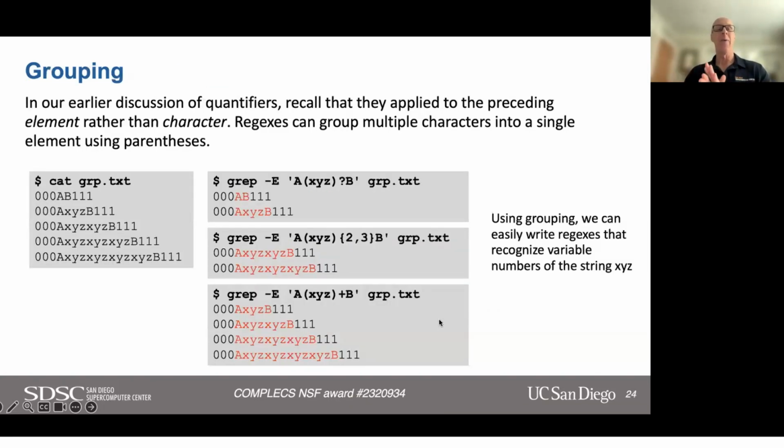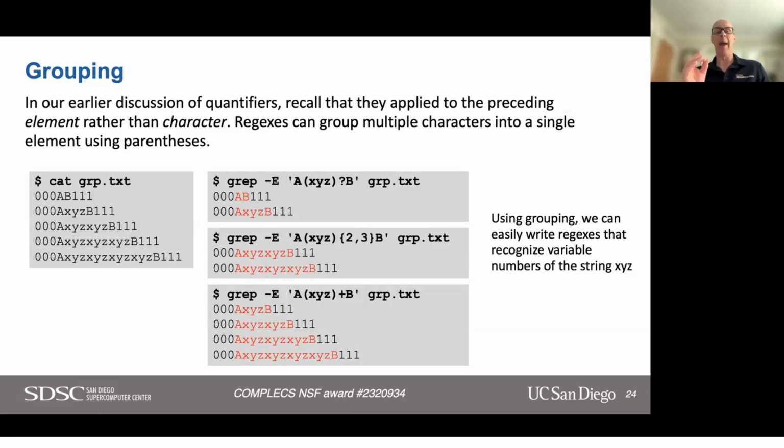Grouping. In our early discussion of quantifiers, recall that they applied to the preceding element rather than a character. So regexes can group multiple characters into a single element using parentheses. We're going to look at a file, grp.txt, and here we have 3 zeros followed by various strings, followed by 3 ones. So we have an AB, an A followed by XYZ, B, A followed by XYZ, XYZ, B, and so on and so on.